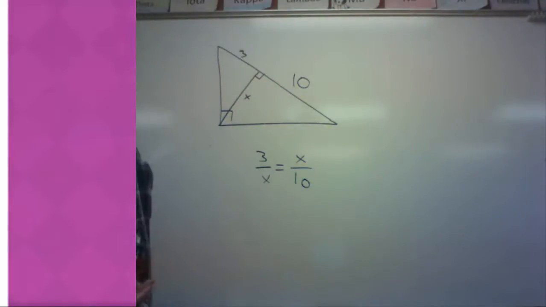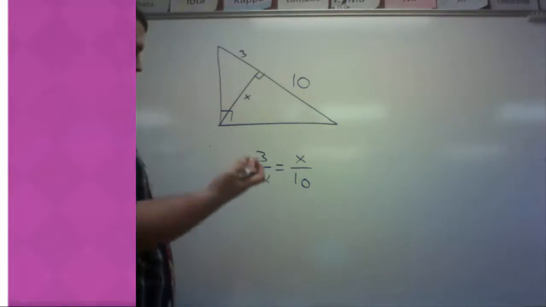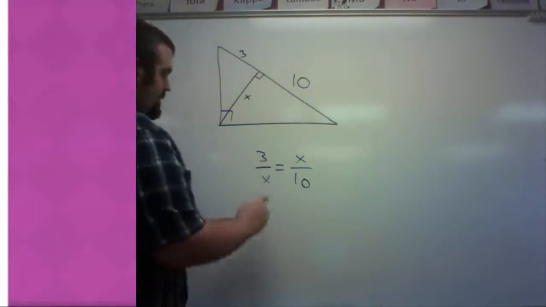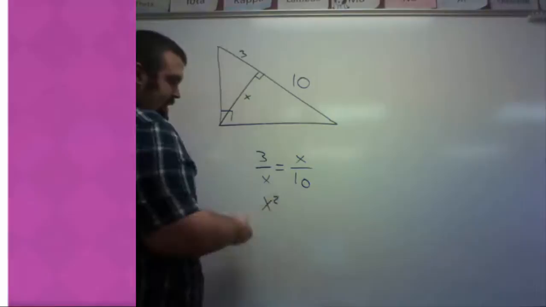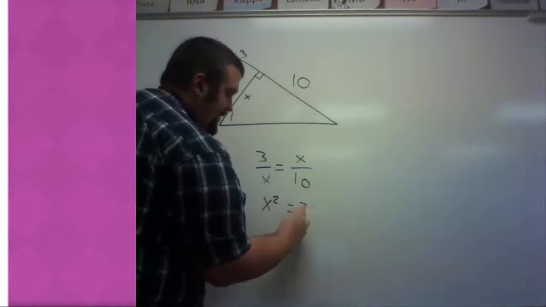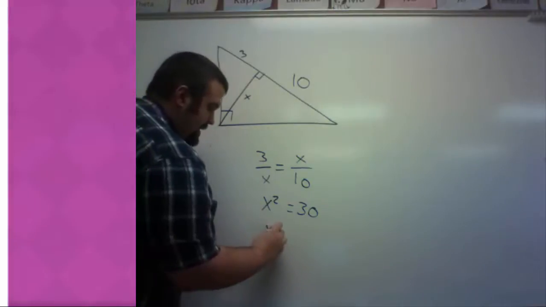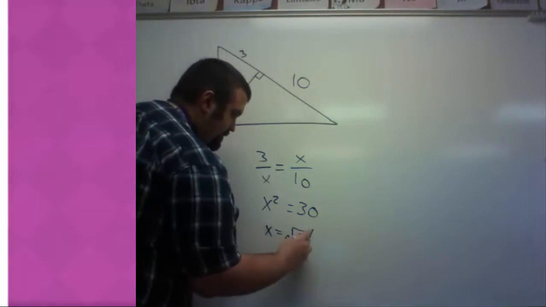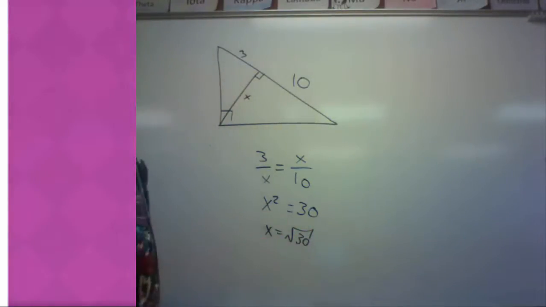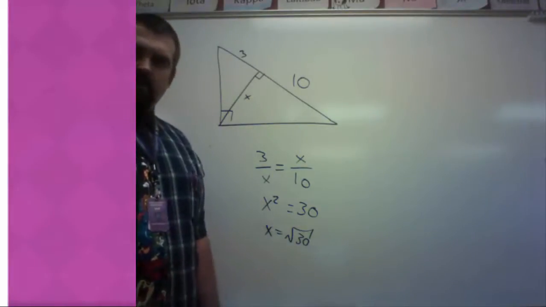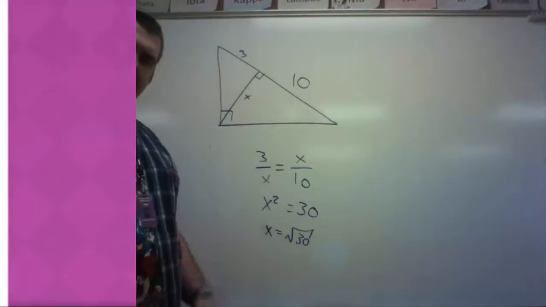Now I look at my proportion here, and I'm like, hey, I can solve for x. X squared, x times x, equals 3 times 10, 30. Square root both sides. X is equal to the square root of 30. Now, I really can't make that any nicer than the square root of 30. Either leave that in simple radical form, or if they ask for a decimal, plug it into your calculator.